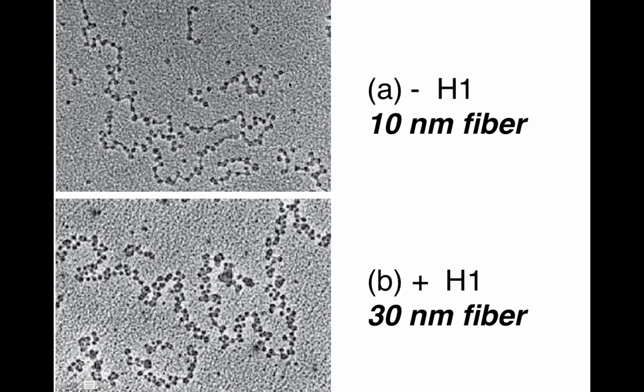Without H1, the chromatin is a 10 nanometer fiber. With the addition of histone H1, you create a 30 nanometer fiber. And the 30 nanometer fiber is a coil of the 10 nanometer fiber chromatin.